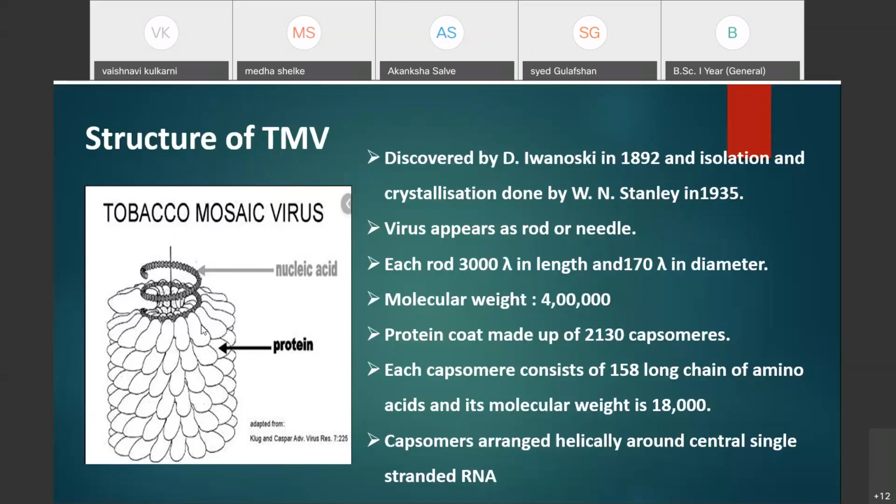The electron microscope and X-ray crystallographic studies revealed that the tobacco mosaic virus is made up of only two components, that is the protein coat and the nucleic acid. Here you can see the protein coat. This protein coat is made up of several subunits. These are the subunits of the capsid, and these subunits are known as the capsomeres.